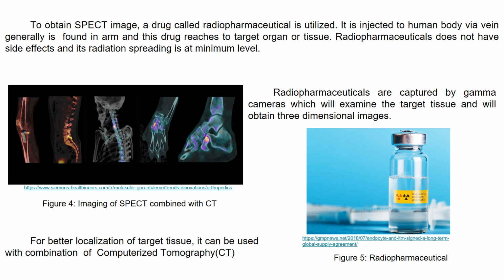Radiopharmaceuticals are captured by gamma cameras, which will examine the target tissue and obtain three-dimensional images. For better localization of the target tissue, it can be used in combination with computerized tomography.